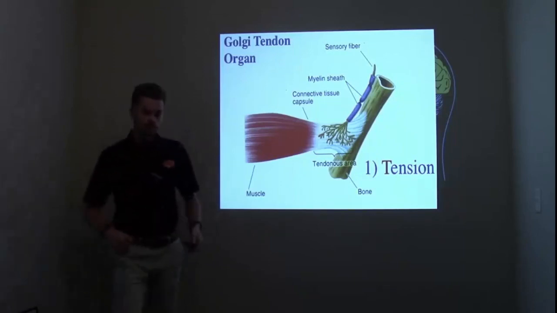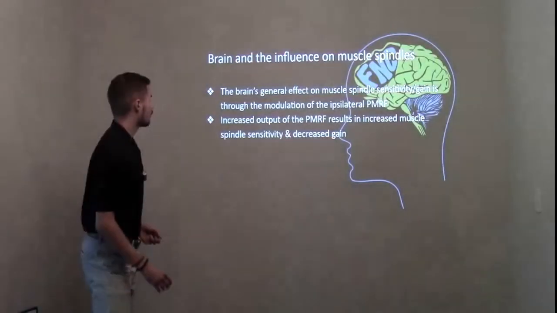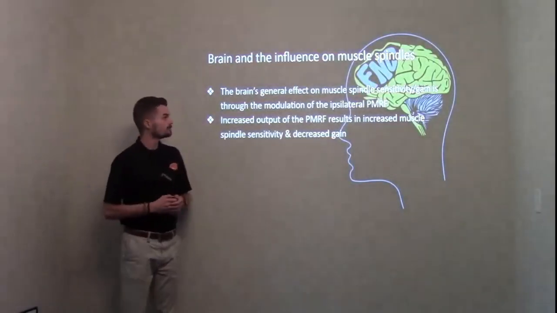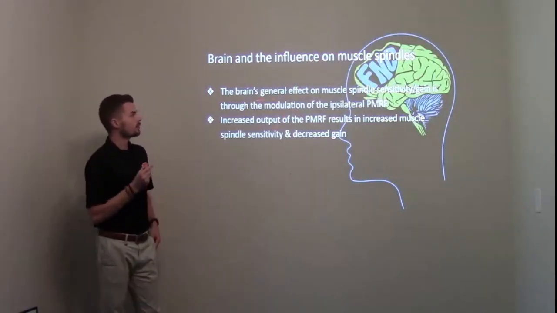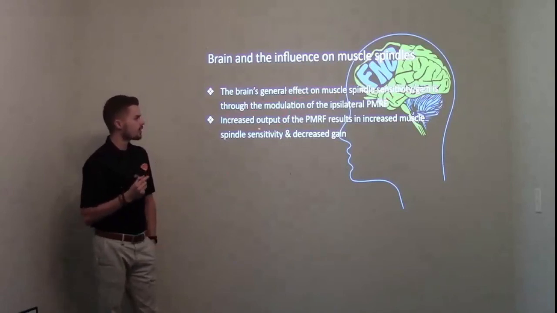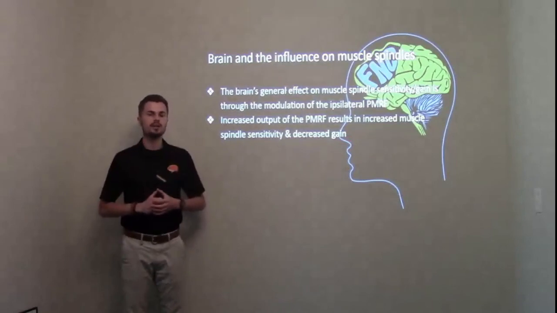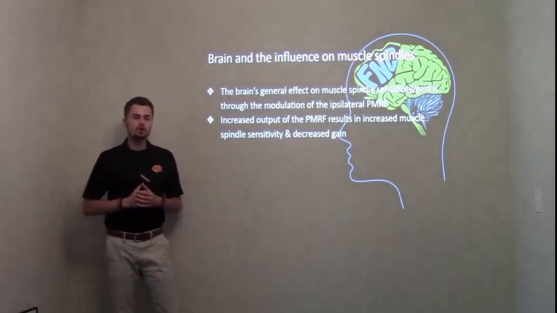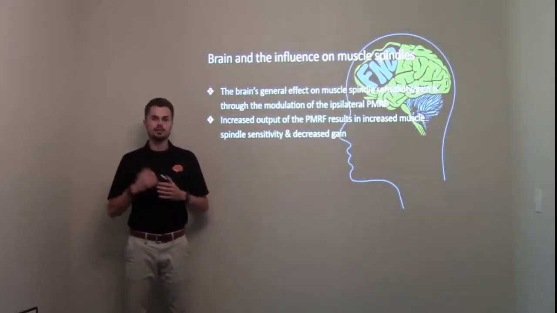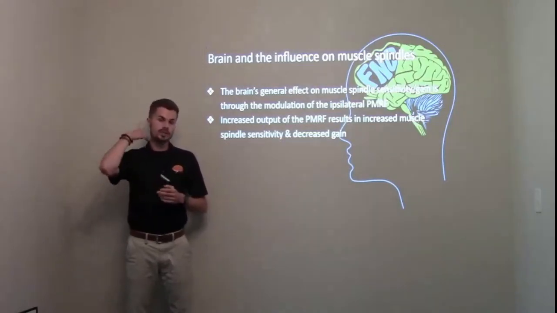Okay, so let's talk a little bit more about the brain and the influence on the muscle spindles. The brain's general effect on the muscle spindle sensitivity and gain is through the modulation of the ipsilateral PMRF. Increased output of the PMRF results in increased muscle spindle sensitivity and decreased gain. Okay, so that's the whole idea. I hope I have stressed that enough and you can understand this concept. So let's bring in this neuroflow chart a little bit from last week and talk about how this plays a role in the muscle spindles and GTOs, and we can tie it together a little bit. So let's say I adjust somebody on the right side of their body.